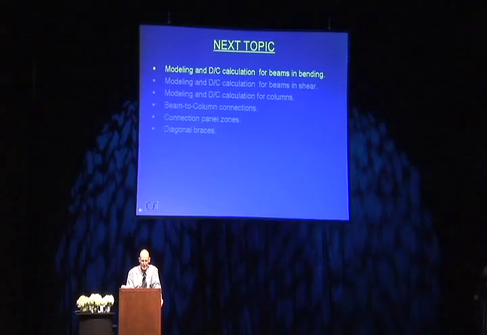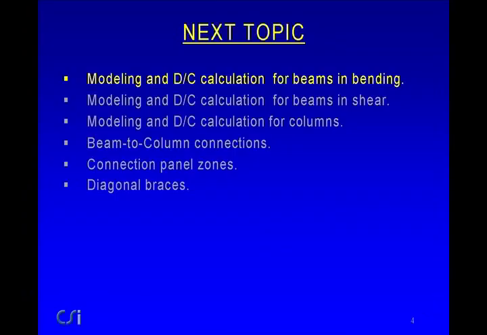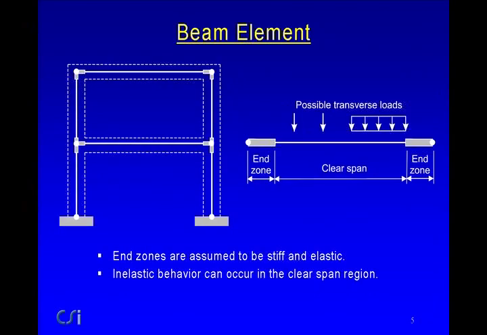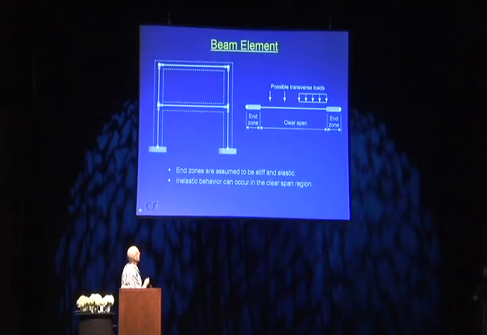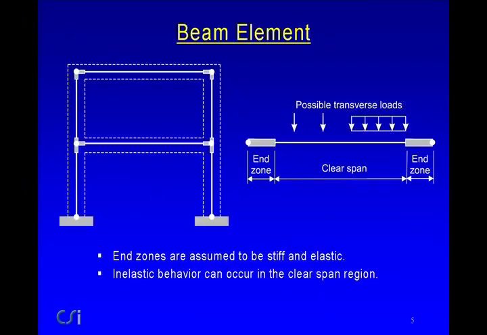So let's look at modeling and demand capacity calculation for beams in bending. We're talking here about a beam in a frame. It's typically going to have some stiff end zone within the column width and then some clear span distance, and there may be some transverse loads. In Perform, the end zones are assumed to be stiff and elastic. They're not rigid in Perform, they're just stiff, and you can control the stiffness if you want. And any inelastic behavior is going to occur in the clear span region. So really it's the clear span region that we're interested in modeling.